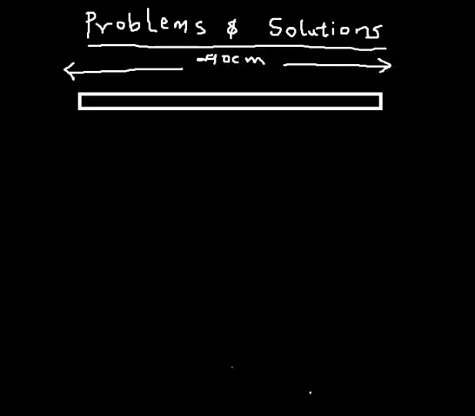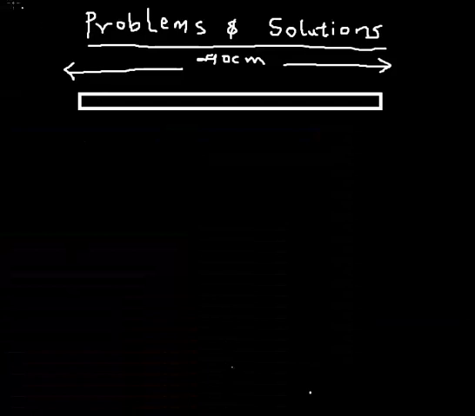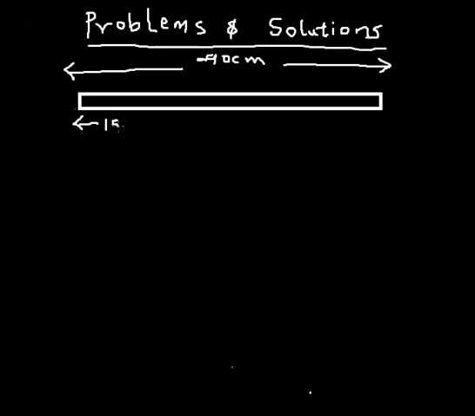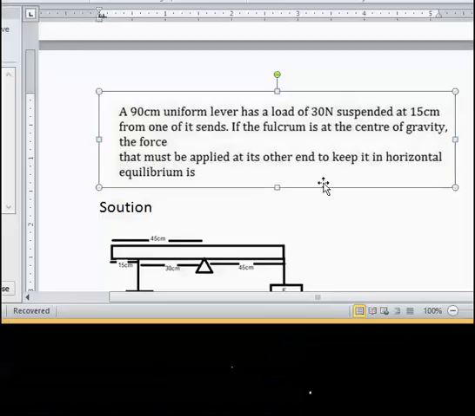and the load. Okay, I was also told that a load of 30 newtons is suspended at 15 cm mark. So at 15 cm mark from one end, then I have a load of 30 newton being suspended. All right, so now with what I have here, okay, let me continue with the question.